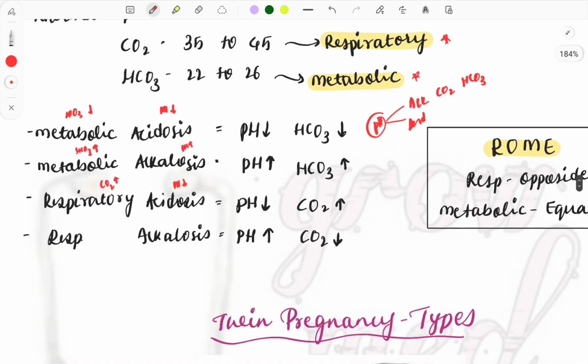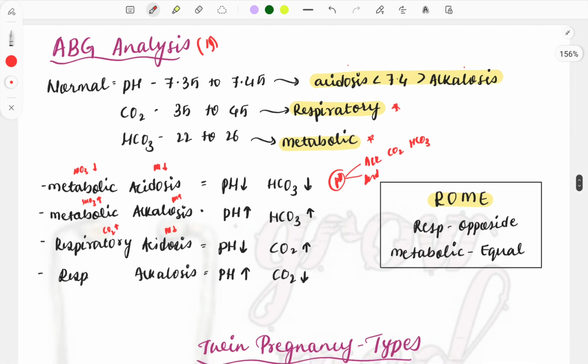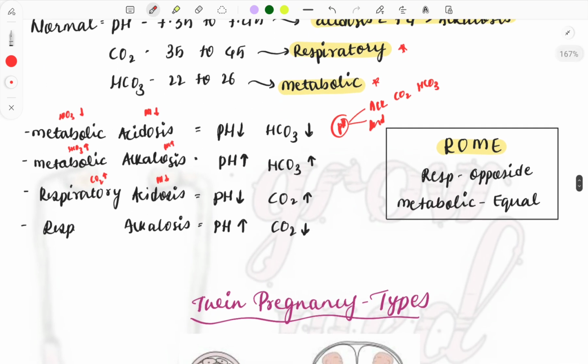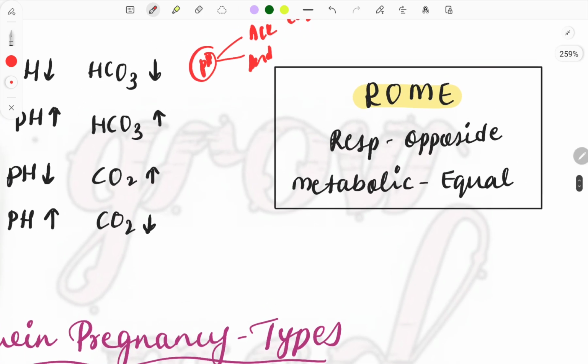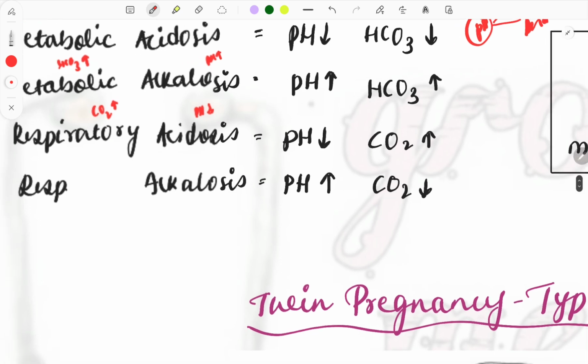Okay. So this is how you will be solving the questions related to ABG analysis, and this is a mnemonic also to remember. ROME: Respiratory Opposite, Metabolic Equal, meaning same direction.